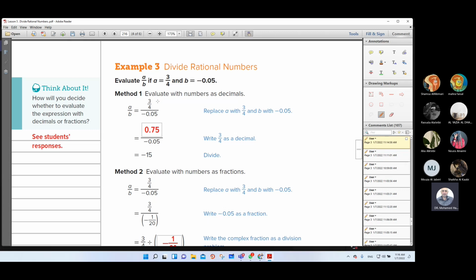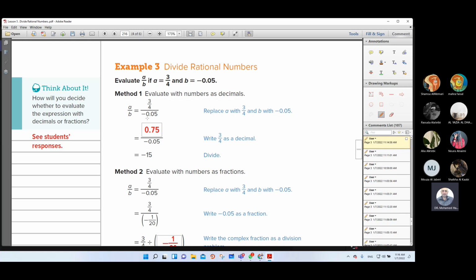Then here you have two cases. You can change the fraction to the decimal, or you can change the decimal to the fraction. It's up to you, because this fraction is terminating. So we have two methods. Here we will change 3 over 4 to the decimal, which will be 0.75. And down we have negative 0.05. Do long division between them, and you will get 15, and positive divided by negative will be negative.